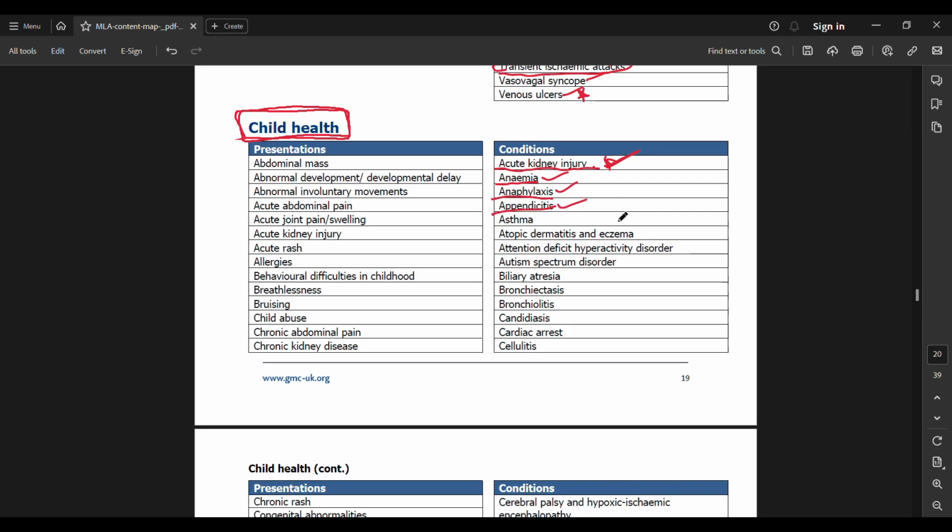Appendicitis, learn how to examine the abdomen for appendicitis. Very important. Rebound tenderness, learn how to diagnose this and how to manage this.